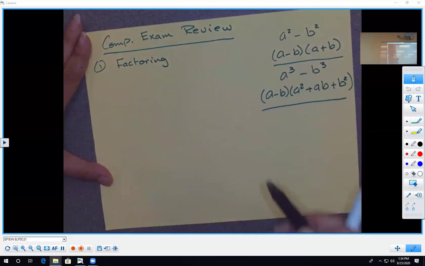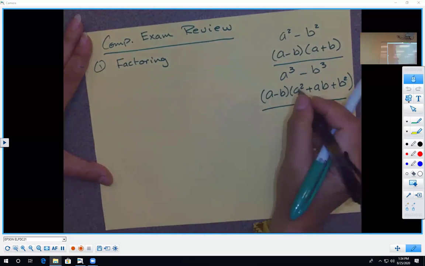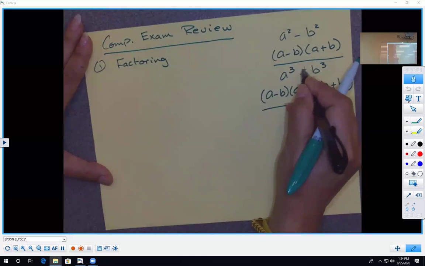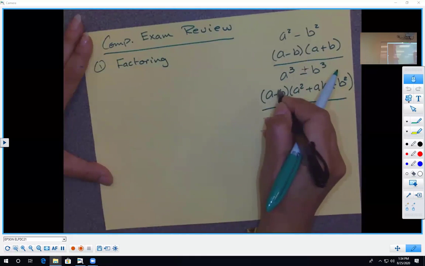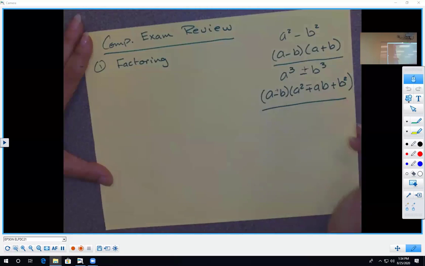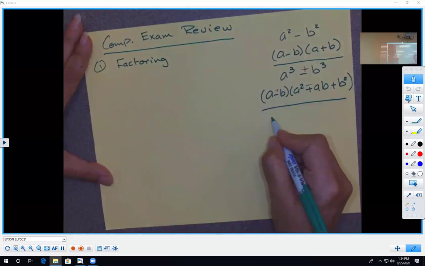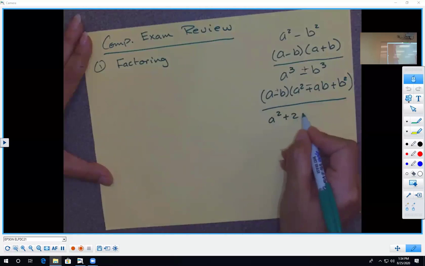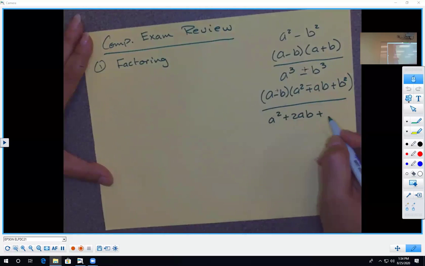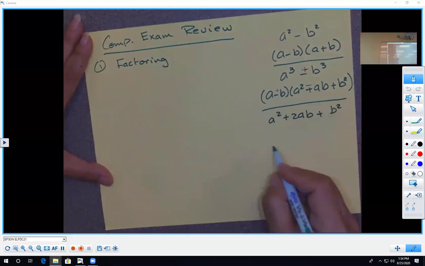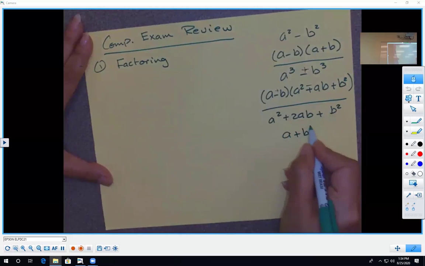So if it's a sum, I'm going to put here plus. So what will change? This plus here, and this minus. Then we have perfect square trinomial. So we got a plus b all raised to 2.